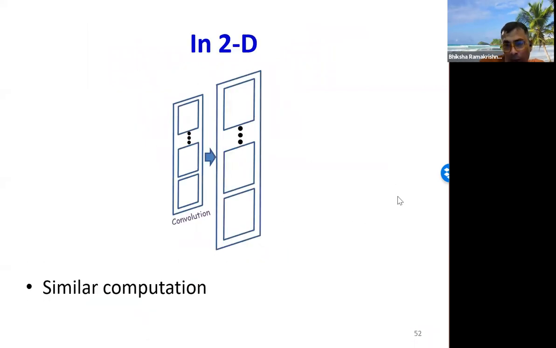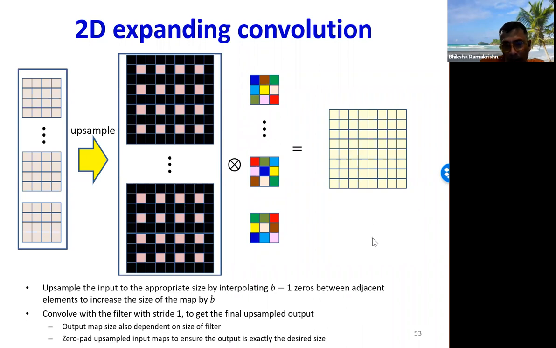So we've seen the 1D convolution version of upsampling layers. Let's see it in 2D. The 2D operation follows exactly the same principle. Let's say I want to start with this map and I want to produce a larger map. The first thing I will do is to upsample this map by introducing zeros.